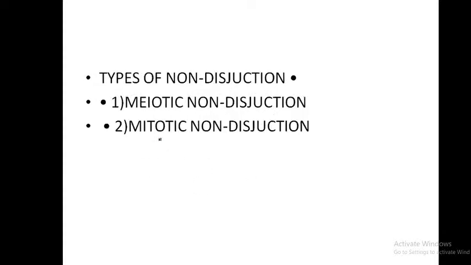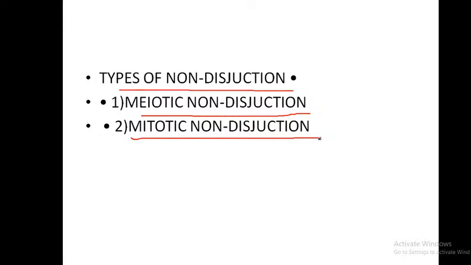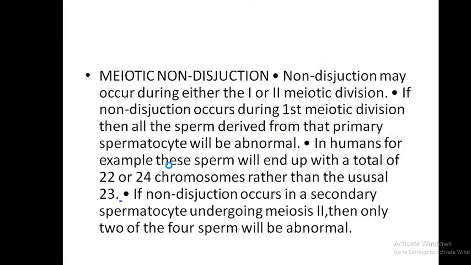So this is what I said, the types of non-disjunction. Meiotic non-disjunction is when it happens in meiosis, the reduction division. And if the improper movement of the chromosome is taking place in the mitotic phase, that is known as mitotic non-disjunction. Meiotic non-disjunction may occur in either the first or second meiotic division. First meiotic division gives abnormal gametes.